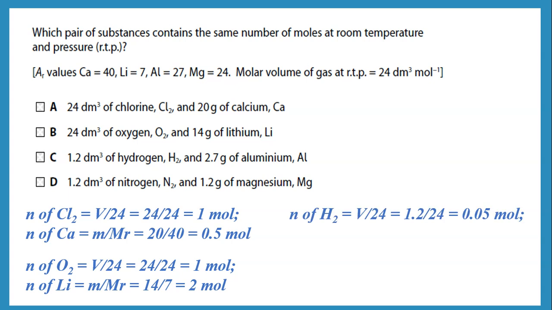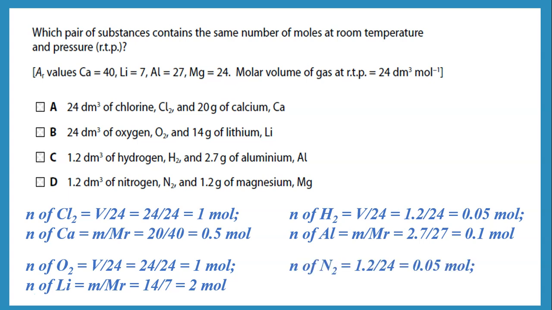What about choice C? We have 1.2 decimeter cubed of hydrogen, volume over 24, gives me a certain number of moles. What about the 2.7 grams of aluminium? Well, that's mass over molecular mass. That's a different number of moles. What about choice D? 1.2 decimeter cubed means 1.2 over 24. That gives the number of moles. 1.2 grams of magnesium is mass over molecular mass, and that gives the same number of moles. So that's my answer.